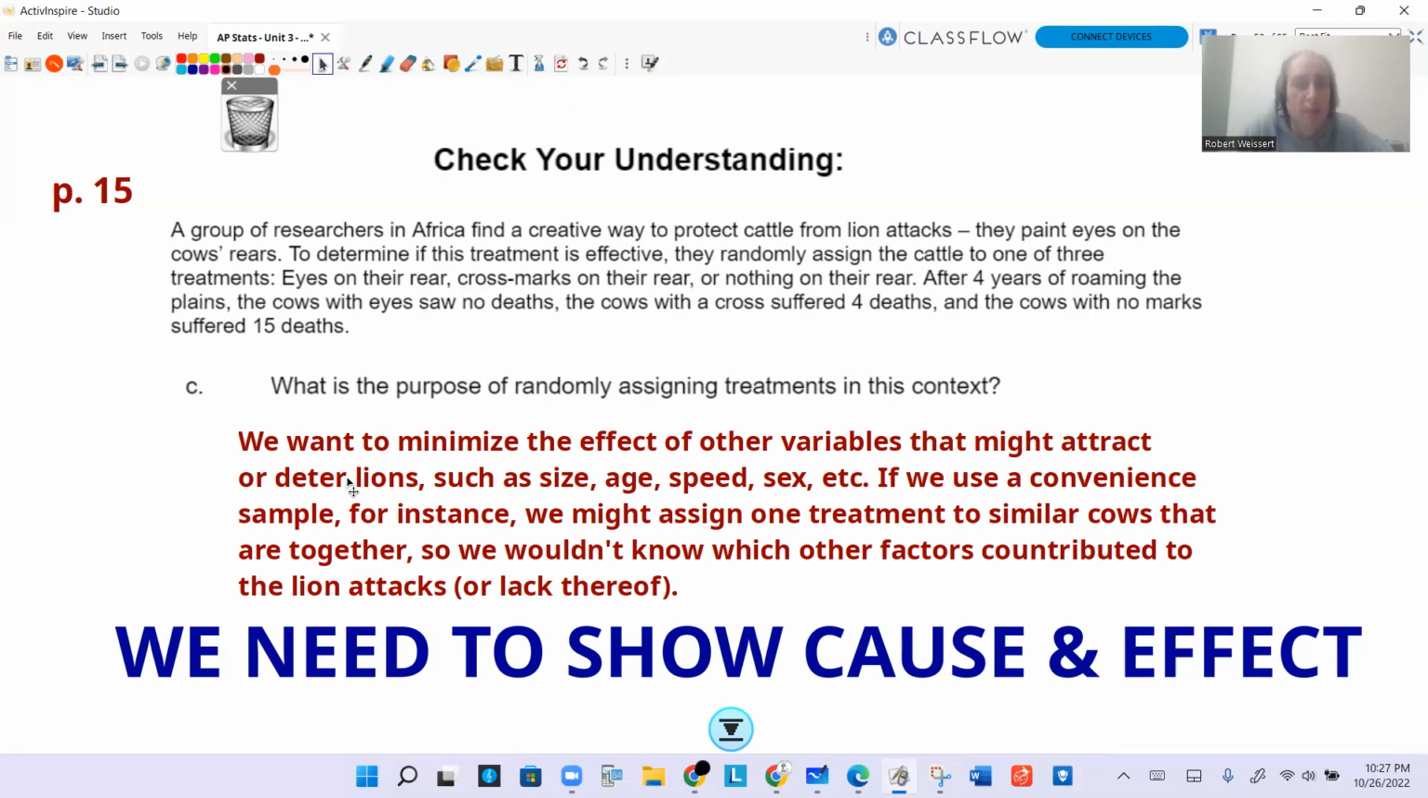So if we use a convenience sample, for instance, we might assign one treatment to similar cows that are together, so we wouldn't know which of the other factors contributed to the lion attacks, right? We can't show cause and effect unless those confounding variables are reduced.